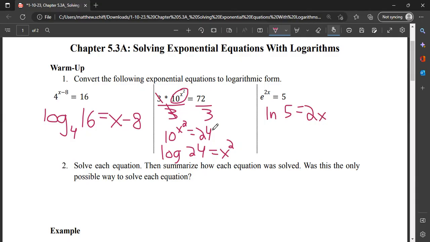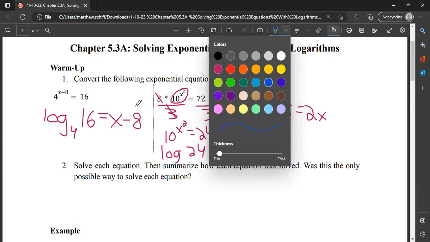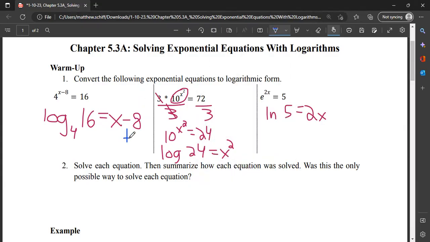Okay, and question 2 is asking you, if we continue to solve each equation, what would happen? Is using logarithms the only way to solve them? So if we go ahead and keep solving, in other words, getting x by itself, over here I just have to add 8 to both sides. So my solution is log base 4 of 16, and then I'm adding 8 to that term. This gives me x, which is a solution.